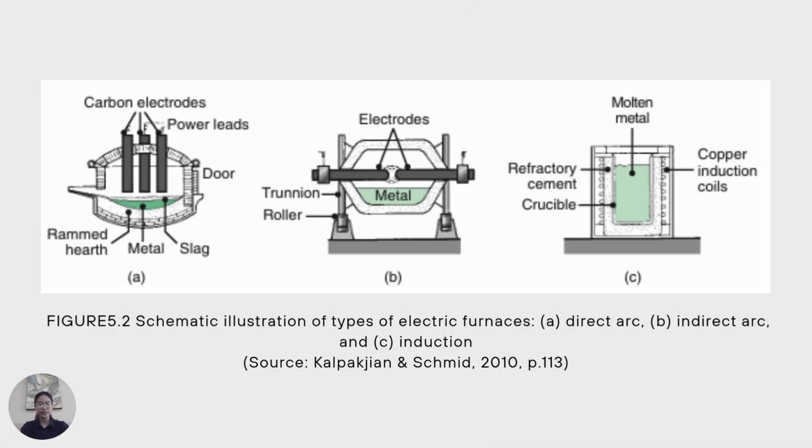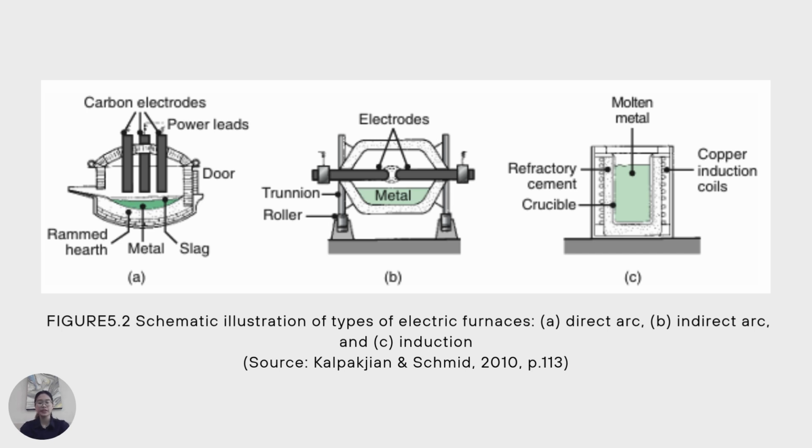This figure, 5.4, shows the three main furnace designs used in the steelmaking process, each serving a unique purpose depending on the scale, energy source, and purity requirements of the steel being produced.